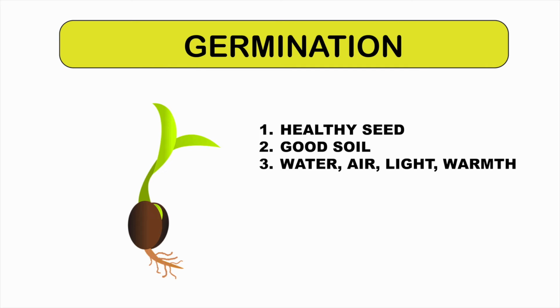The process of a seed turning into a seedling is called germination. At the right time, the seed receives a good amount of water, swells up, and the seed coat bursts and it gives rise to the baby plant.